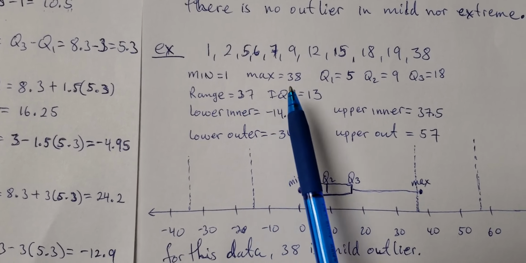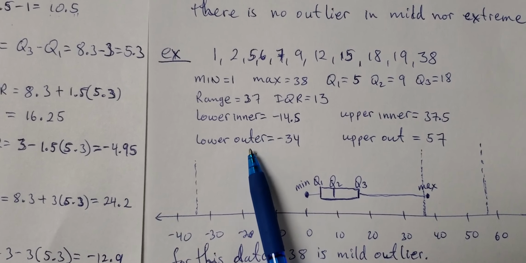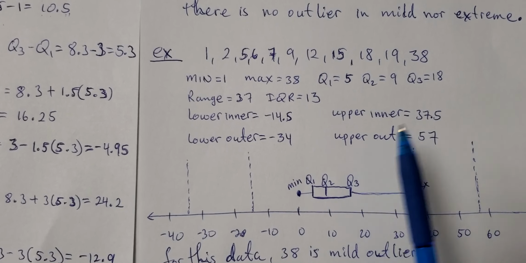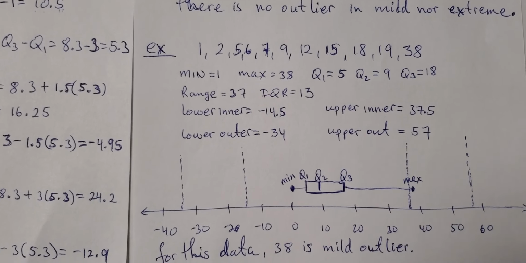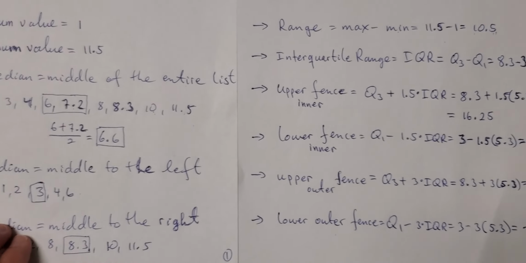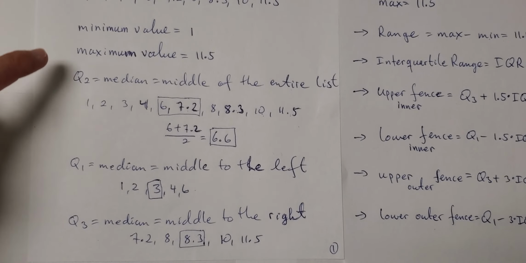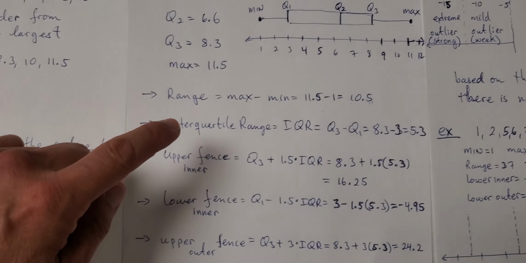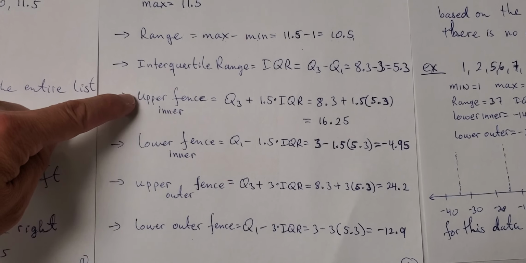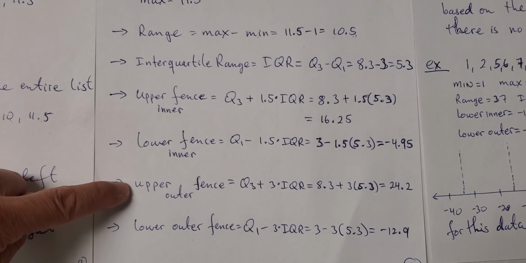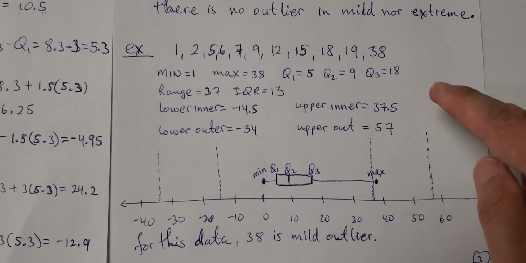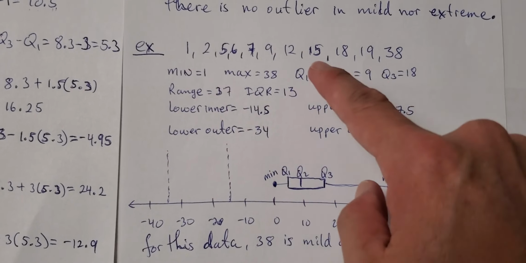Here's my range. Here's my IQR, lower inner and outer, upper inner and outer. Again, how did I get this? It is what I did from the first example that I have over here. Finding the 5-number summary, finding the range and interquartile range, and finding the upper inner, lower inner, upper outer, and lower outer. Okay, so again, this is the second example, which I already did all the work.